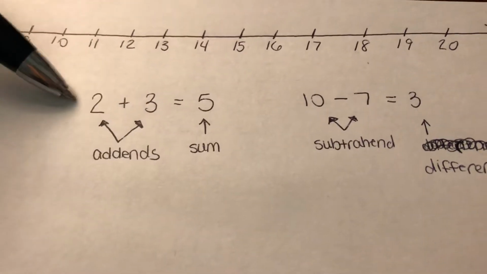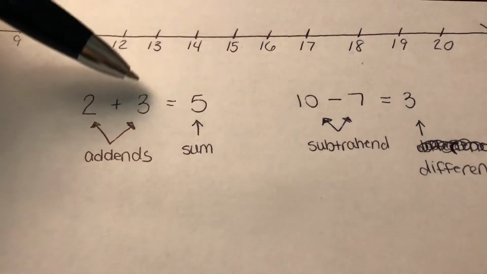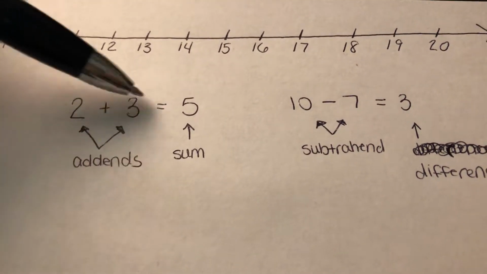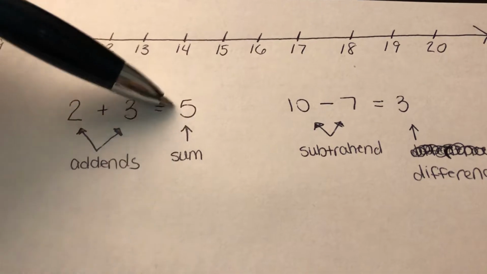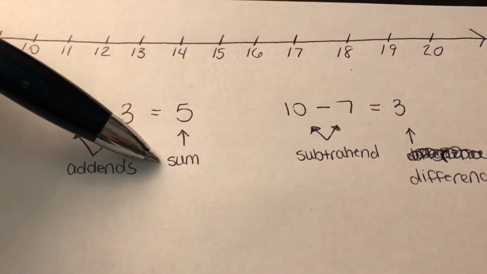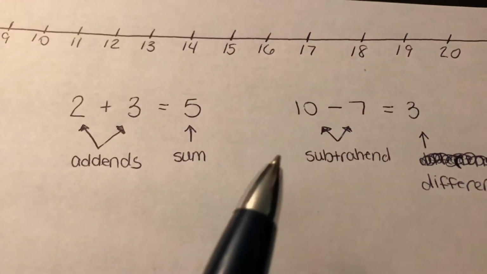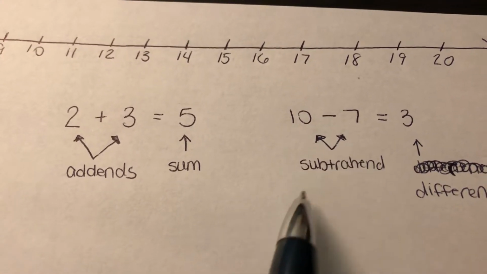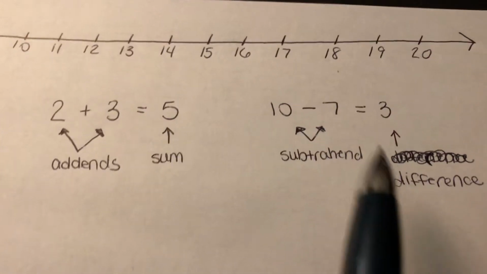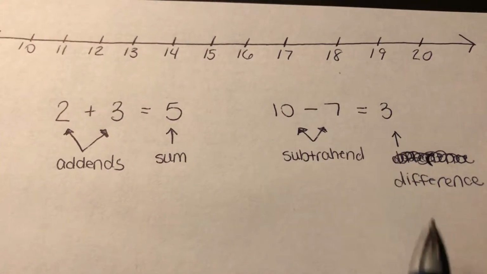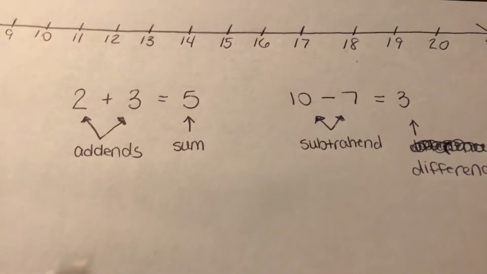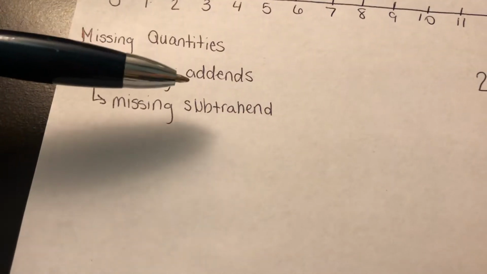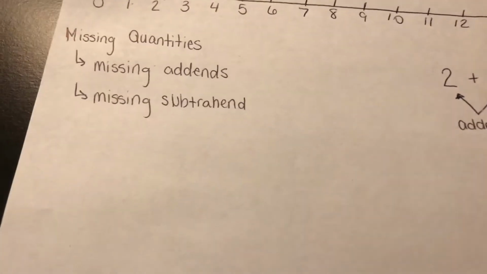Whenever we're looking at an addition problem, the two numbers that you're adding together are called addends, and the answer of an addition equation is known as the sum. In a subtraction equation, the two numbers being subtracted are called the subtrahend, and the answer is called the difference. It's very important that the kids know that, because it will help them understand the meaning of a missing addend and a missing subtrahend.